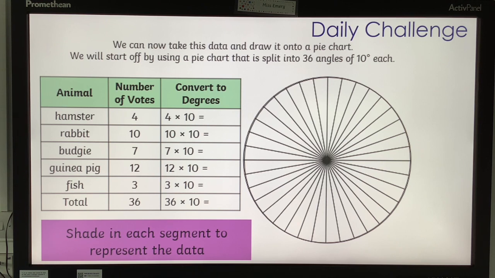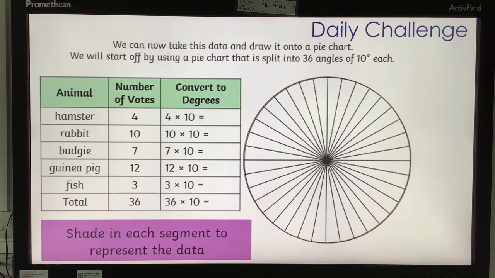So multiply all of your number of votes by your degrees to work out your representative degrees for each animal, then colour it in on your pie chart to represent the data. Have a go, and I'll show you the answers in a second.